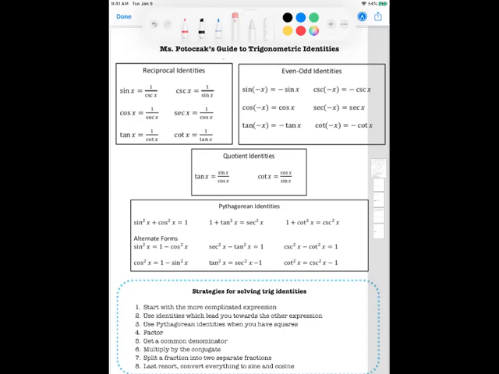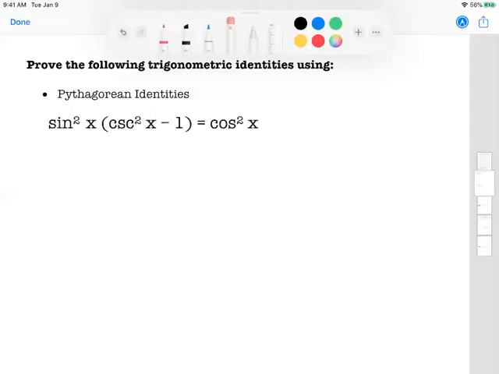So we'll dive right into an example. So our first example here says to prove the following trig identity using a Pythagorean identity. Okay, so we learned about our 3 Pythagorean identities in the last lesson. And in this case here, we are going to actually use one of those alternate forms to prove or to verify this trig identity.